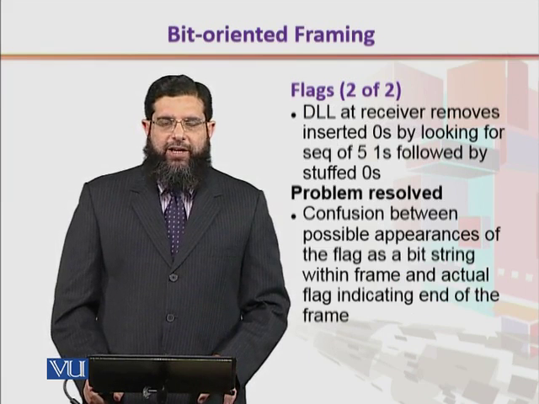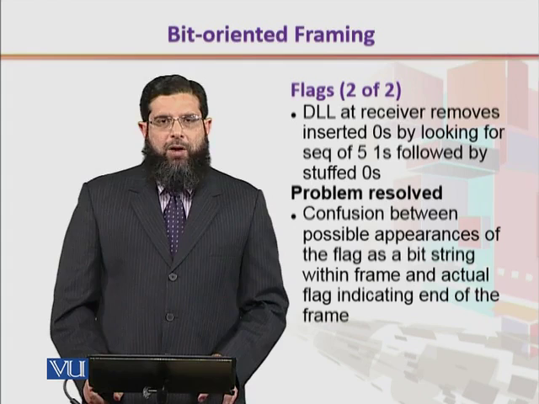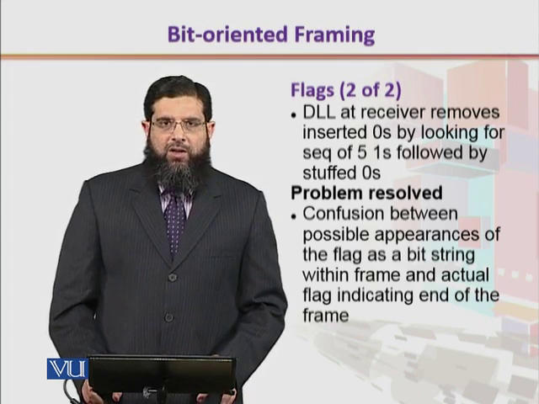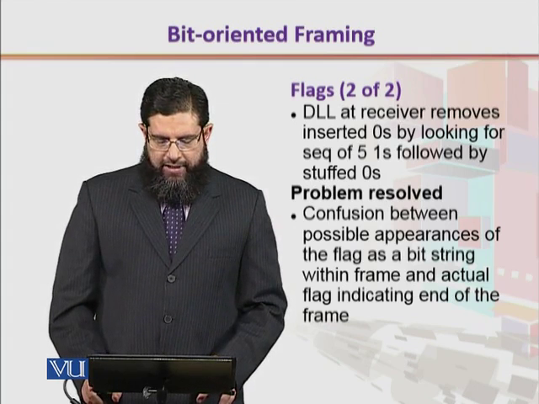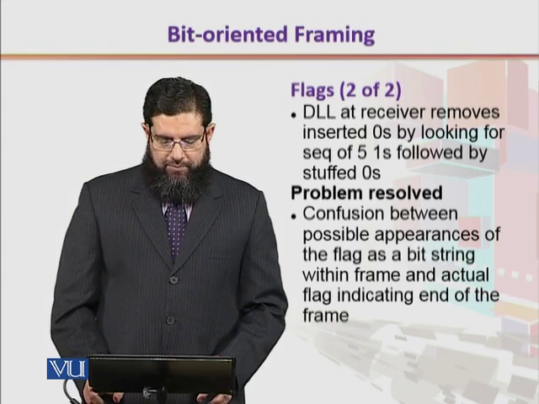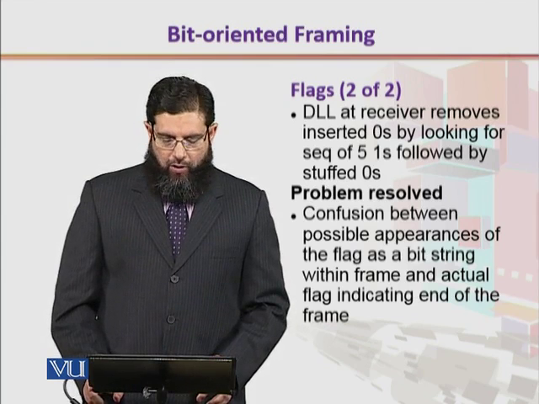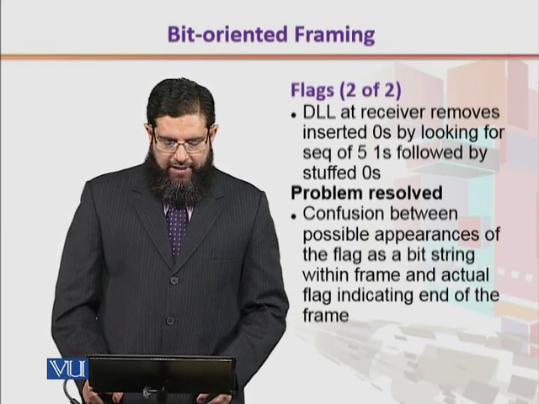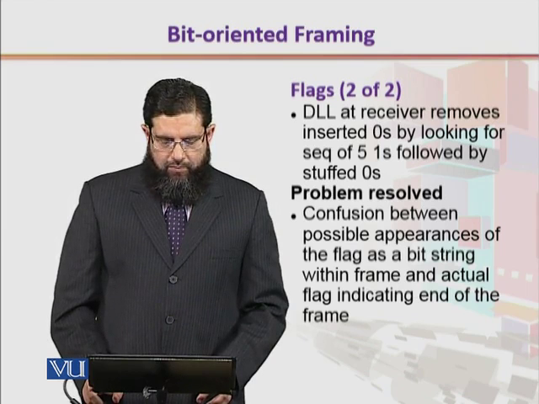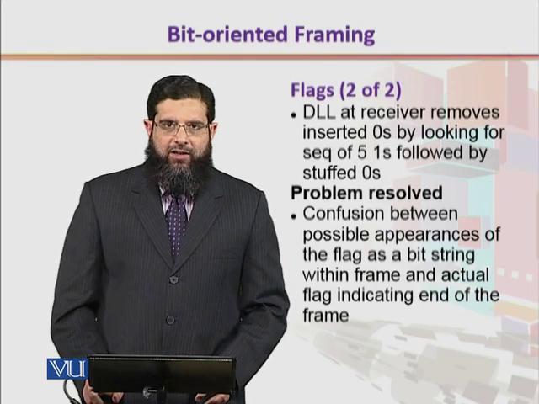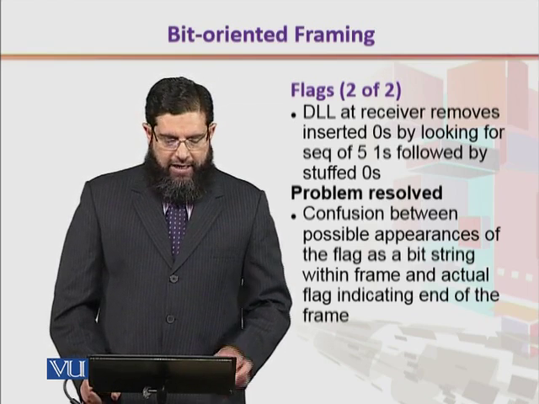Since this has been a deliberate activity and this is not part of the data itself, the data link layer at the receiver removes the additional or inserted zeros in the payload by looking for contiguous 5 ones followed by stuffed zeros. The problem gets solved because if there were any confusion between possible appearances of the flag within the frame and the actual delimiting flags for the start and end, the confusion is now handled.